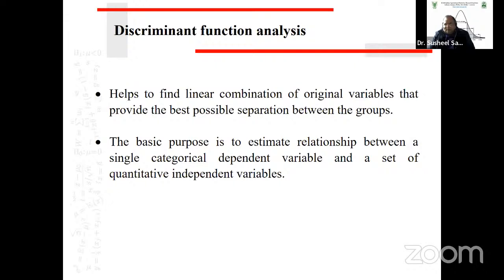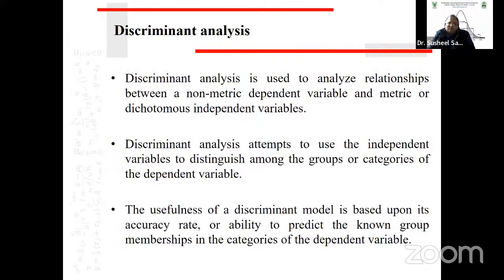The basic purpose is to estimate the relationship between a single categorical dependent variable and a set of quantitative independent variables. With the set of independent quantitative variables, we wish to make a function such that it clearly allocates the newly coming object into a particular group. The usefulness of a discriminant model is based upon its accuracy rate. If we get a function that accurately allocates newly coming objects to their proper group, then it is very much helpful.